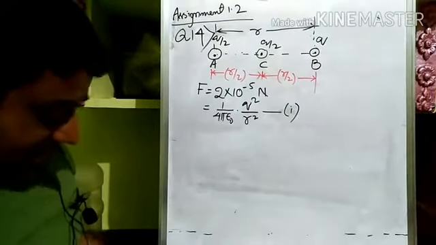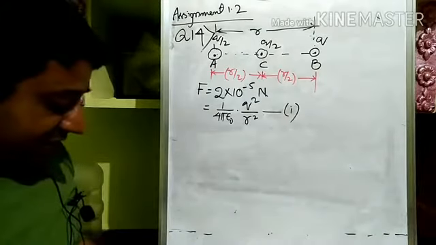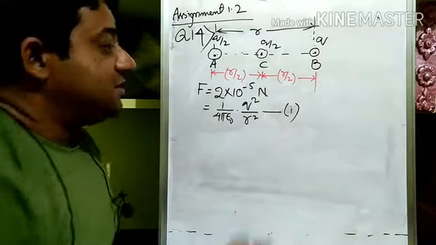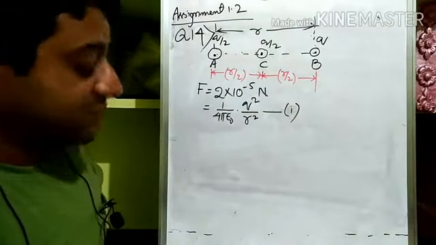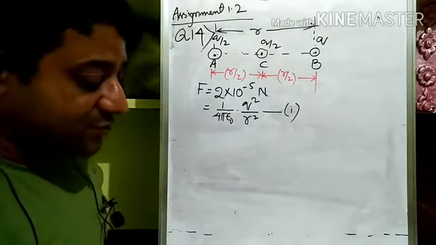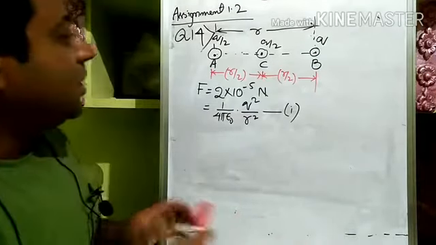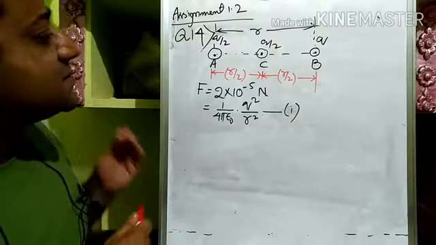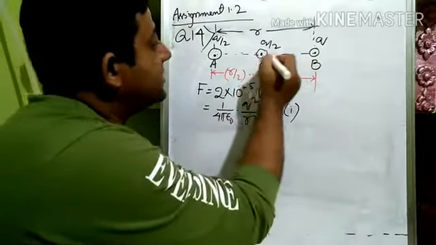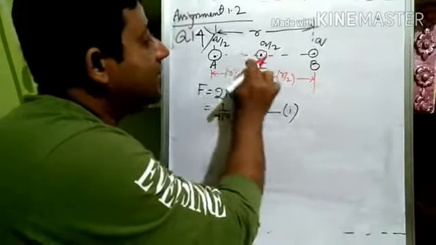Right? In this situation, calculate the net electric force on C is the question. Now you tell me what forces are experienced by C. One force is experienced due to A, and it will be repulsive or attractive.